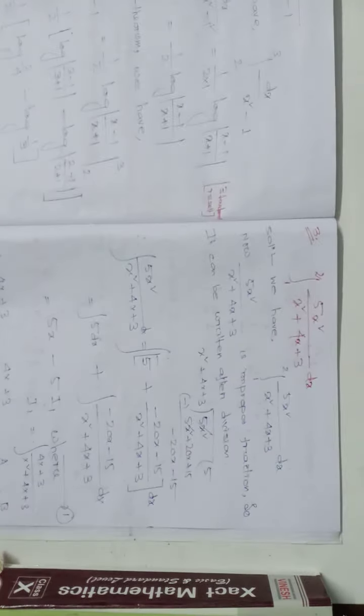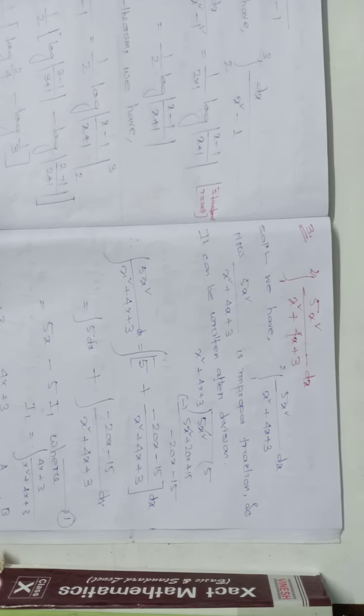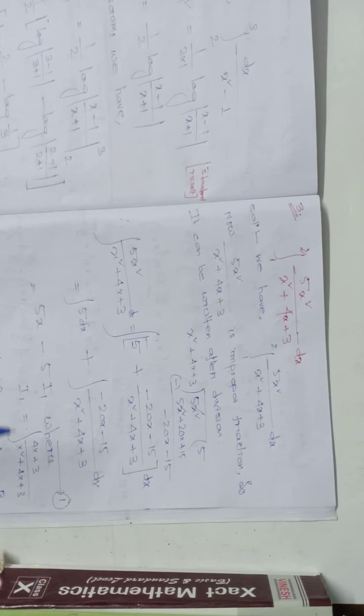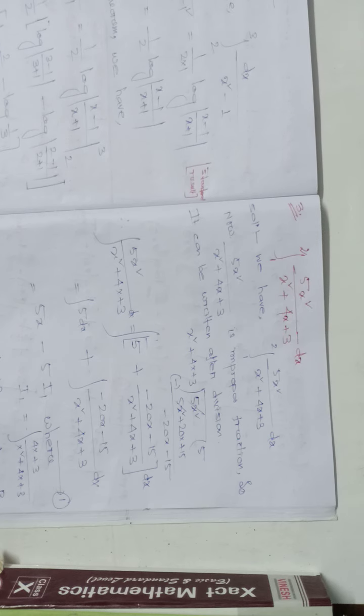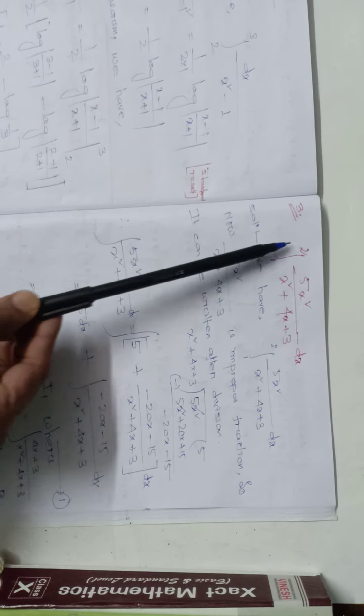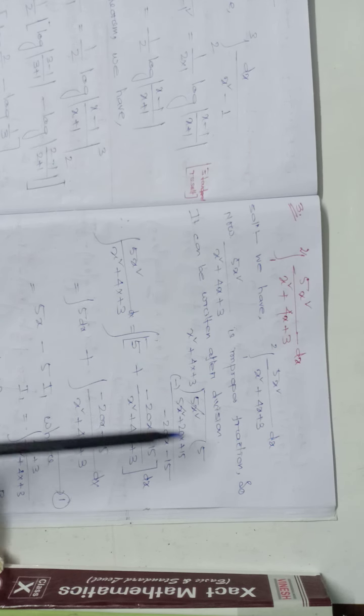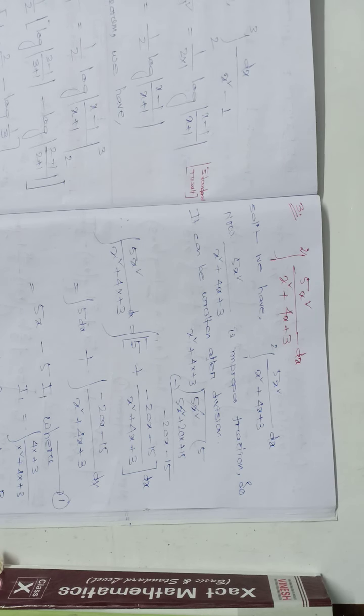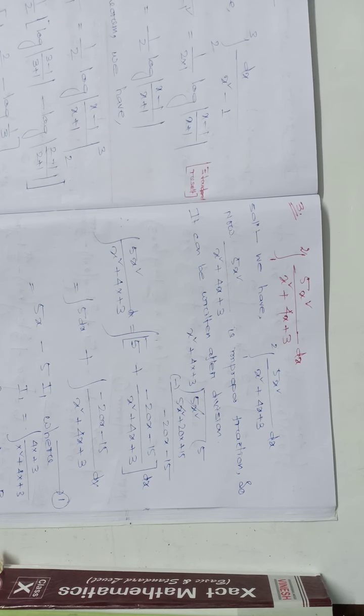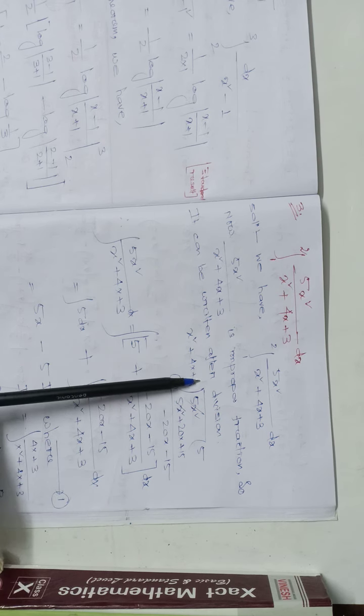So students, let us take another question. You can see on the screen, in the copy, that the question is integration from 1 to 2 of 5x square by (x square plus 4x plus 3) dx. So students, this is a type of what I have discussed in the chapter of partial fractions. In partial fractions, I have told that if it is a proper fraction, you can use the rules, and if it is an improper fraction, we have to divide. So since it is an improper fraction, we have to divide.